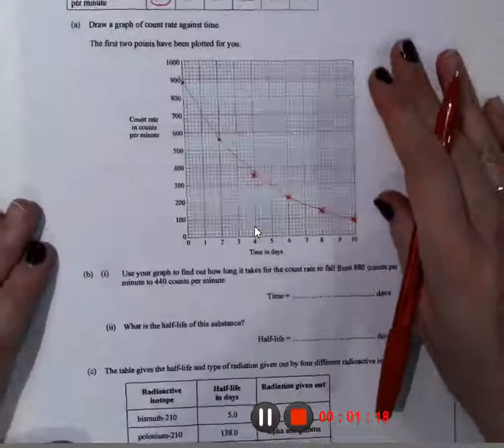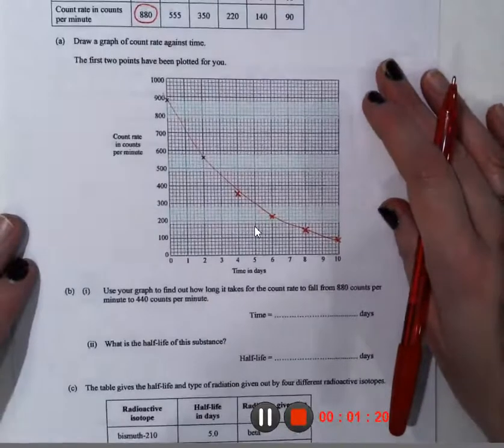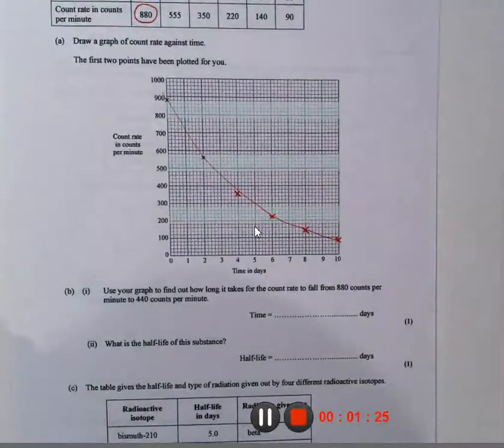Then the next question says, use your graph to find out how long it takes the count rate to fall from 880 to 440. So you'll need a calculator for that.